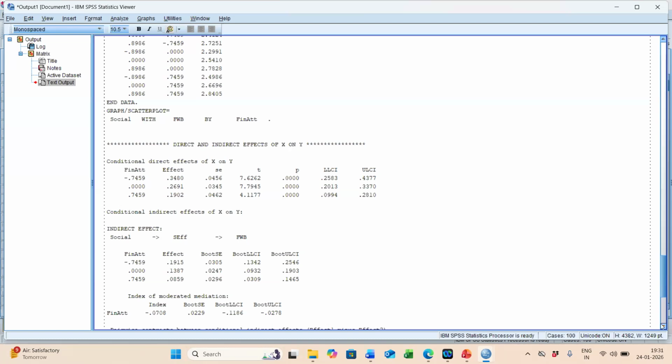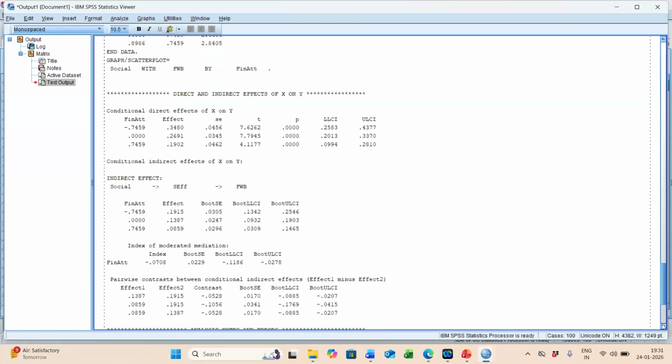And you see the index of moderated mediation. The index is -0.078. You look at the bootstrap lower level confidence interval and upper level confidence interval, both of them are negative. That means the moderated mediation is significant.